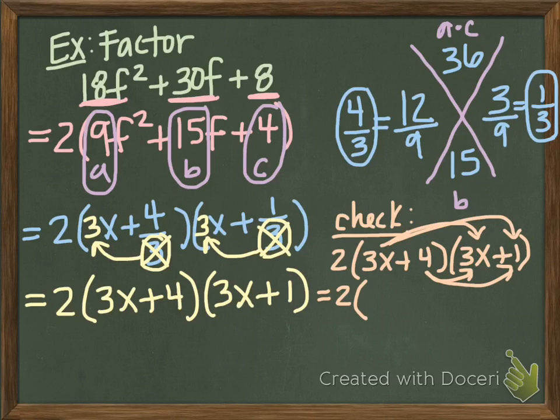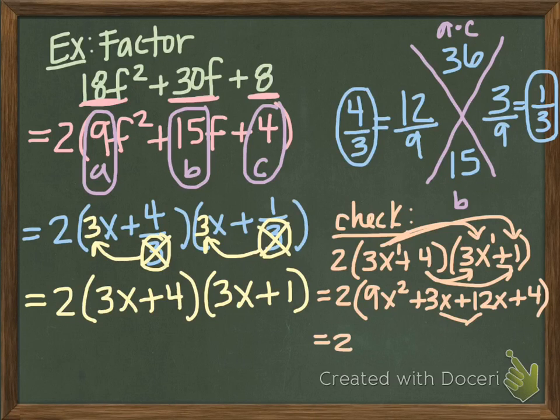Here we go. 3x times 3x is 9x squared. Make sure you're adding those exponents. 3x times 1 is 3x. 4 times 3x is 12x. And 4 times 1 is 4. Now we're going to combine those two middle terms. 3x plus 12x is 15x. So we have 2 times 9x squared plus 15x plus 4.